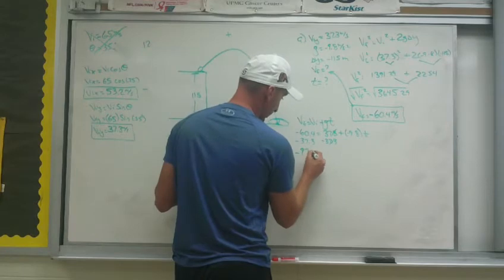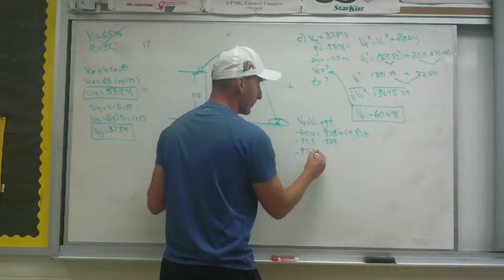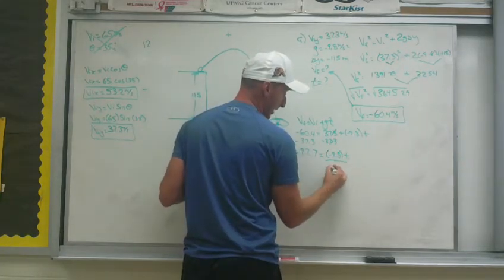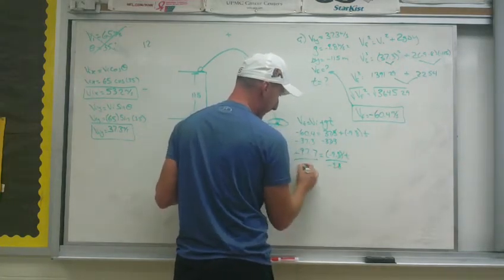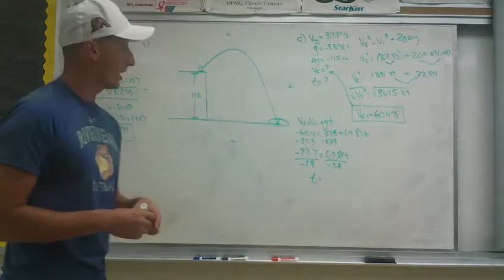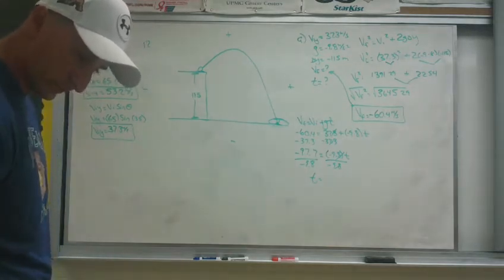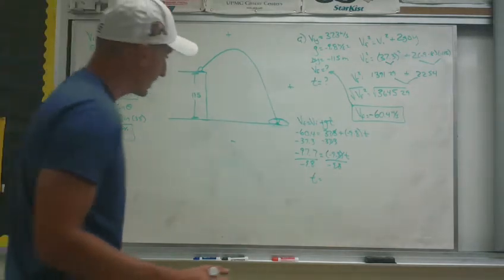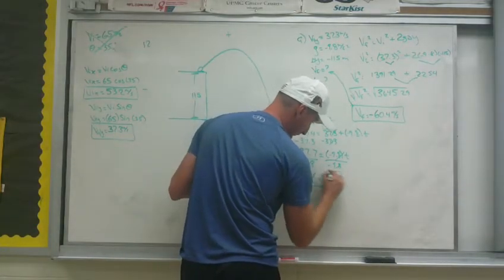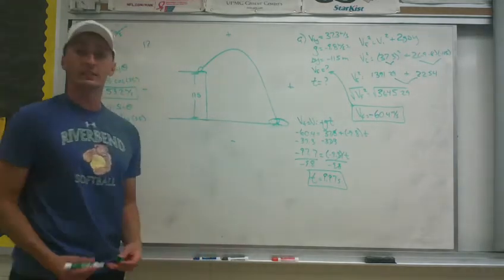Negative 97.7 equals negative 9.8 t. I divide by negative 9.8. I get time in the air is equal to 9.97 seconds. So from here to here, it takes 9.97 seconds.